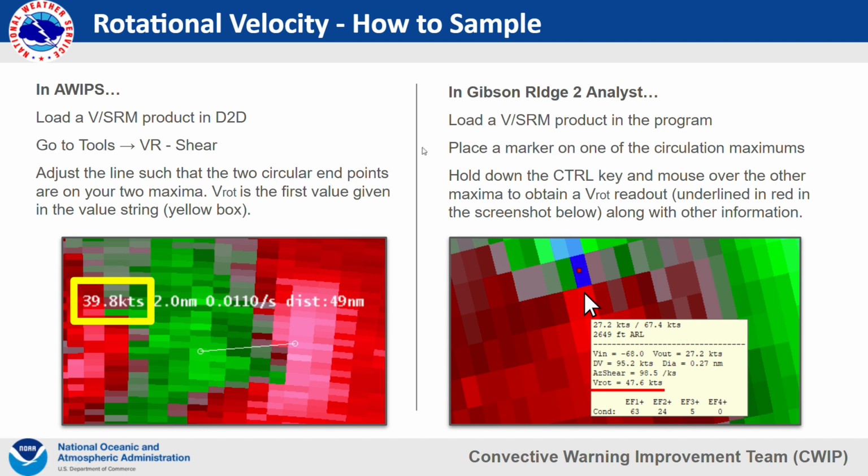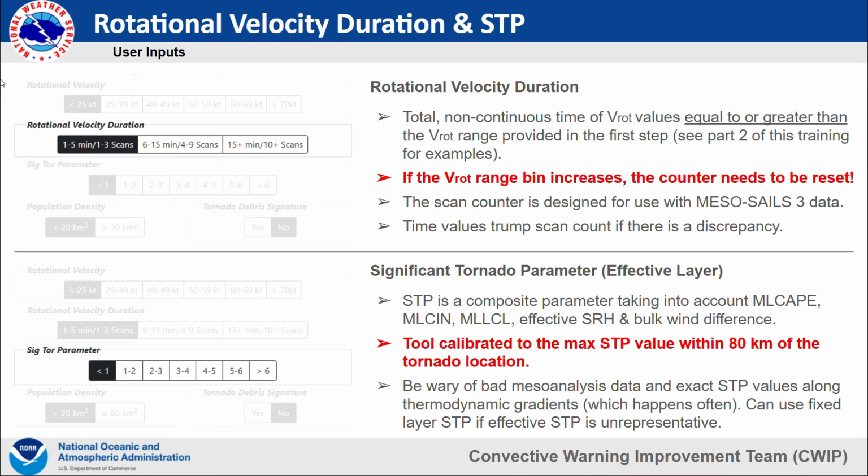If you're using the Gibson Ridge product, load the VSRM product as well. Place a marker, the red dot, on one of the circulation maxima, and then hold down the control key and move your mouse to the other maxima you want to sample, and VROT will be shown here in the pop-up box towards the middle to bottom of the screen here, along with other useful information about the circulation.